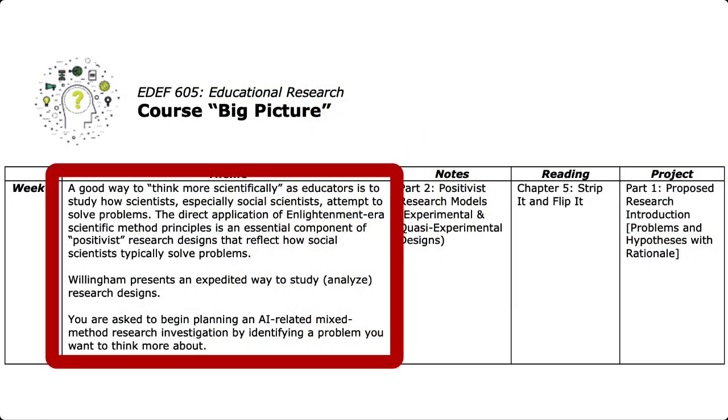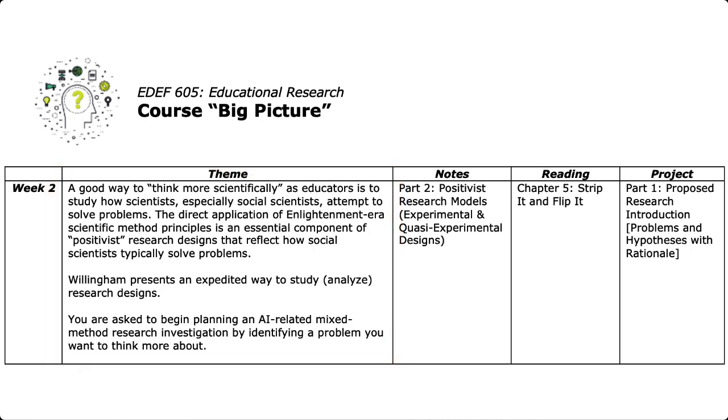A good way to think more scientifically as educators is to study how scientists, especially social scientists, attempt to solve problems. The direct application of Enlightenment-era scientific method principles is an essential component of positivist research designs that reflect how social scientists typically solve problems. Now, it's important to note here that social scientists or educational researchers also utilize interpretivist models extensively in order to help describe and solve problems. But this week focuses on positivist models.